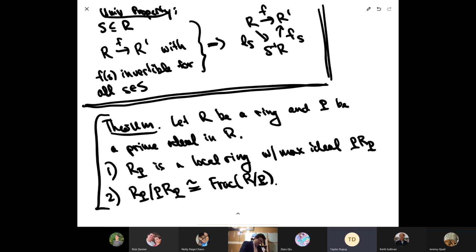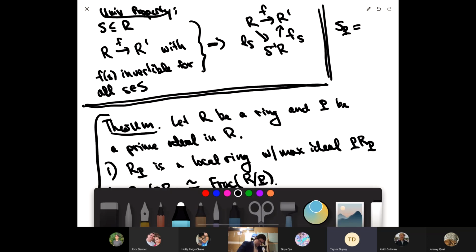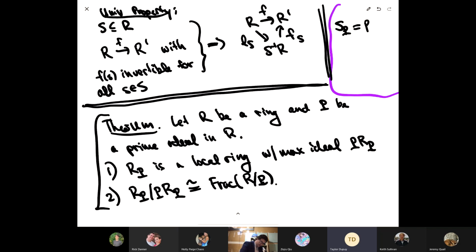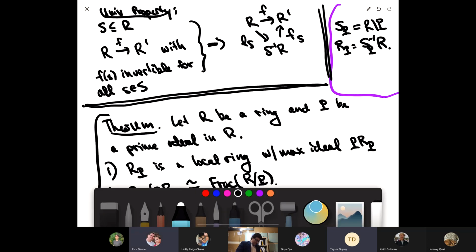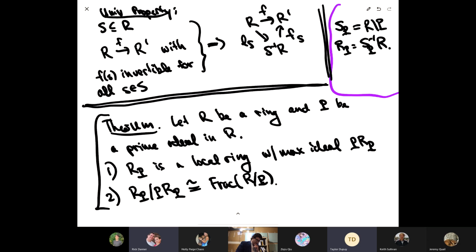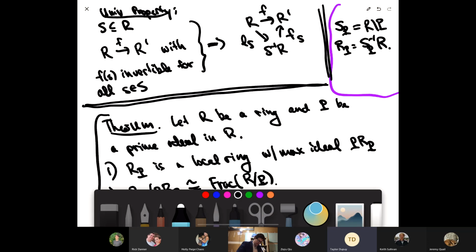Okay, and so let me just remind you that S_P is, so let me put this up here. So S_P is R set minus P, and R_P is S_P inverse of R. So it's the localization at everything not in the prime ideal. So it's a special type of localization. Okay, so that's a notational definition. S_P is R minus P. So these are notations here.